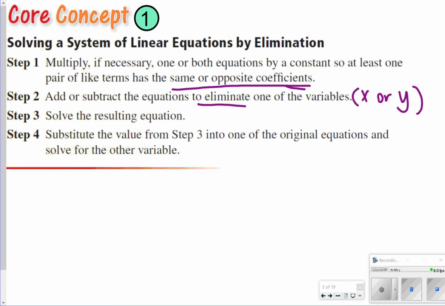And then for step 4, you can substitute the value from step 3 into one of the original ones and then solve for the other variable. So again, a lot of these steps might not make sense right now, but go ahead and take time now to pause and write them down. And once you're done, click play and I can show you how those steps work.